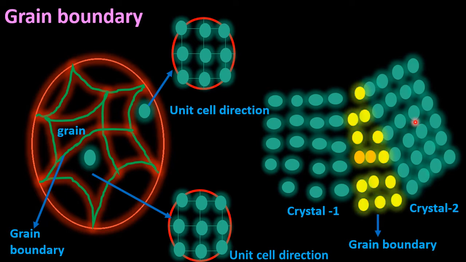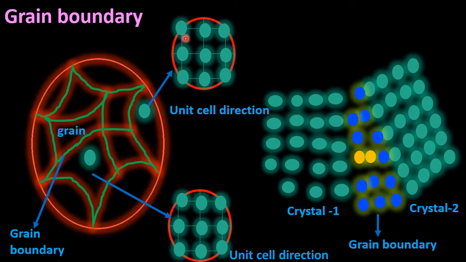So this is crystal 1. Crystal 1 has its own orientation, and this one is crystal 2, which has its own different orientation, and these are the atoms at the grain boundary which are separating both these crystals from each other. So we can say that the grain boundary is the boundary separating two grains having different crystal orientations.